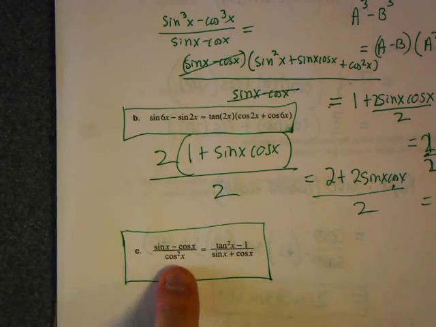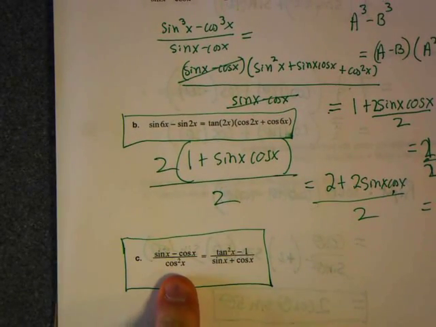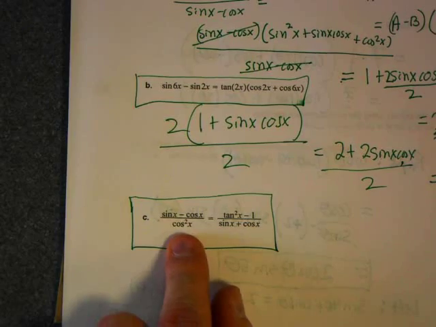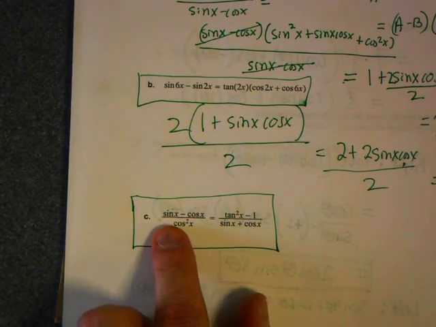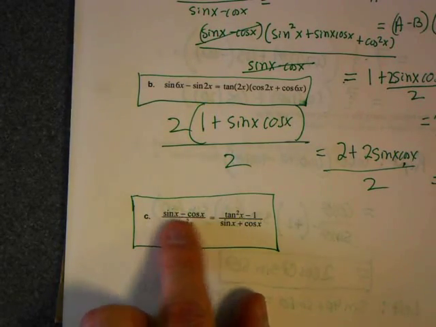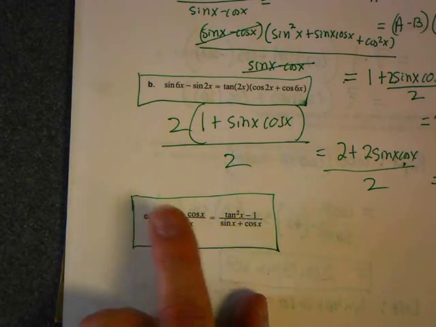And C, the trick with C is think of conjugates. You see a sine x minus cosine x, think of perhaps trying to use a conjugate and multiply and see what happens there.